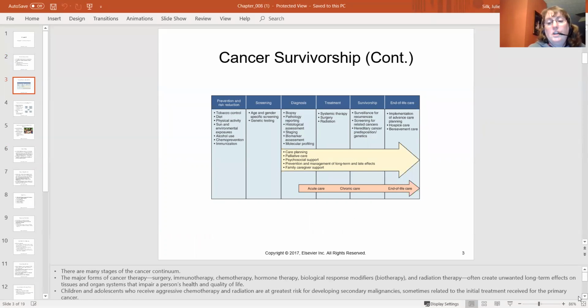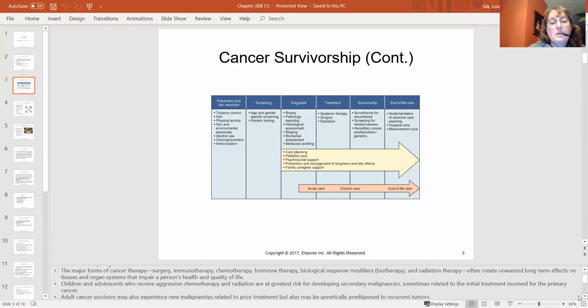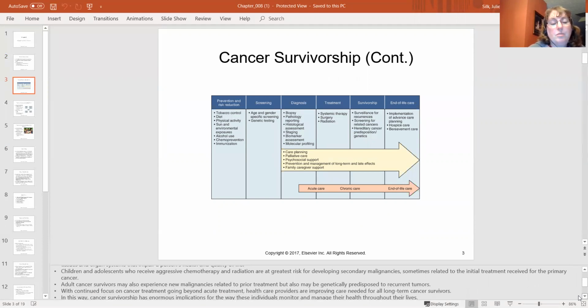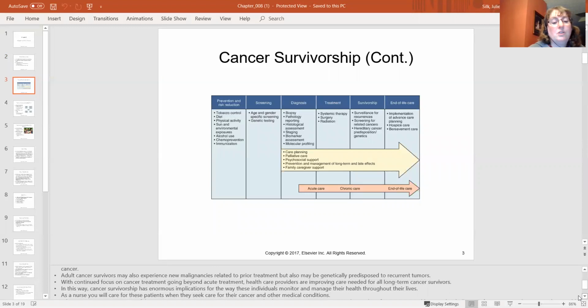These often create unwanted long-term effects on the tissues and organ systems that impair a person's health and quality of life. Children and adolescents who receive aggressive chemotherapy and radiation are at the greatest risk for developing secondary malignancies, sometimes related to the initial treatment received for the primary cancer. Adult cancer survivors may also experience new malignancies related to prior treatments, but also may be genetically predisposed to recurrent tumors.